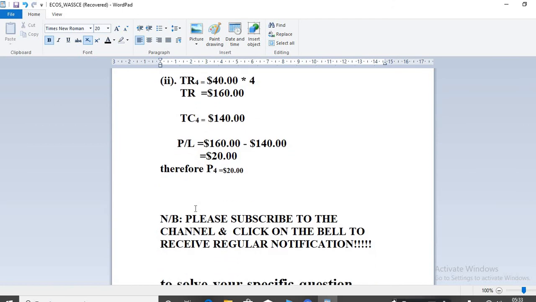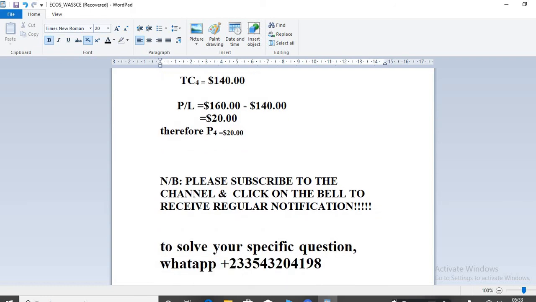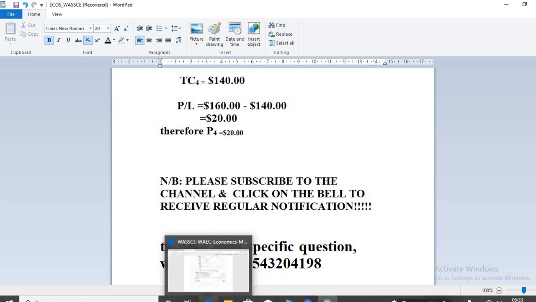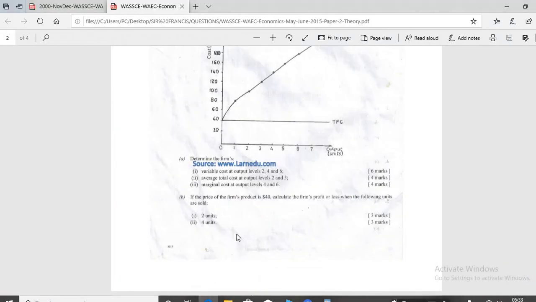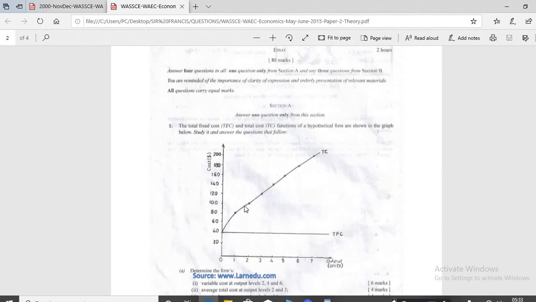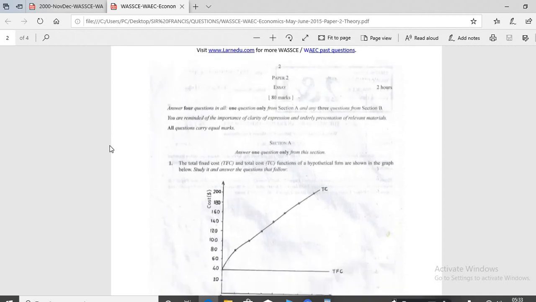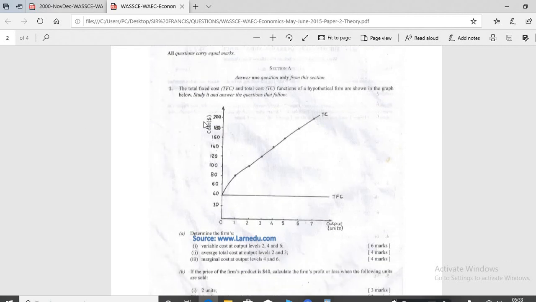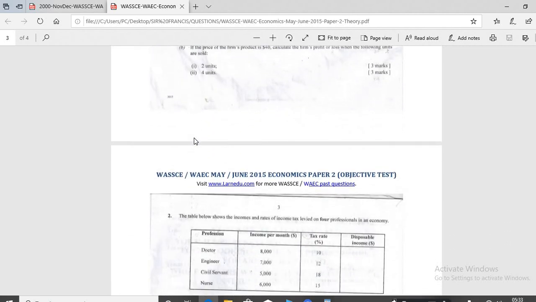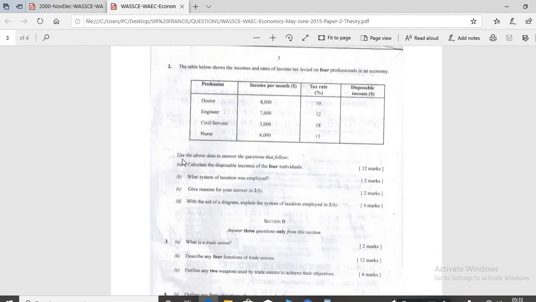So this is where we will end the presentation on question number 1 of the 2015 May-June economics past question. We are done with question 1 of the paper. In our subsequent series, we'll be considering the second aspect of it: paper 2, question 2 under section A.